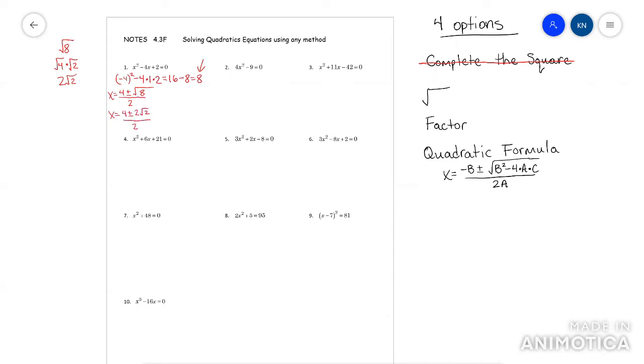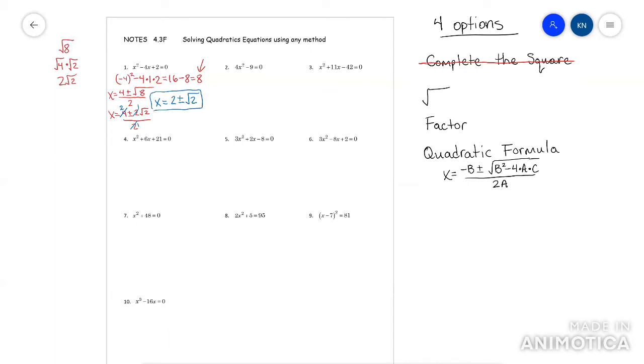And I'm basically done. The only thing is you have to reduce these three numbers, divide them all by 2. So I'm going to get x equals 2 plus or minus 1 root 2, or just root 2. And it's all over 1, so you can just leave it like this.